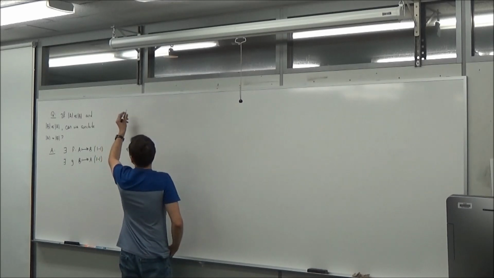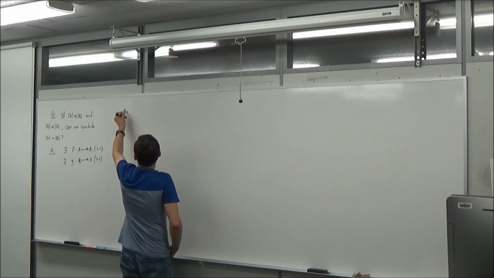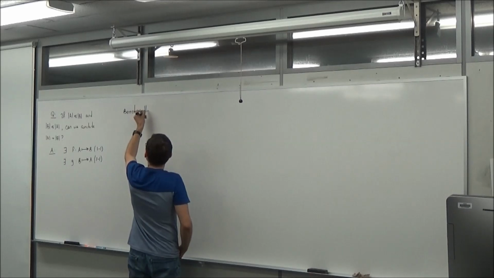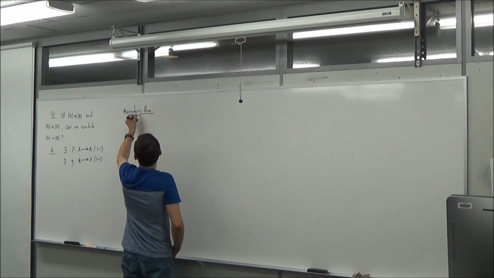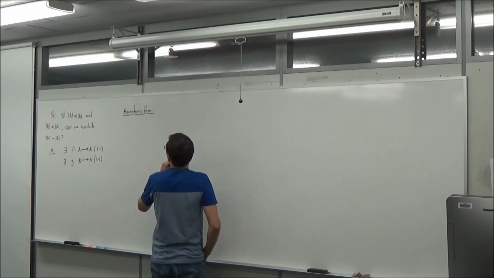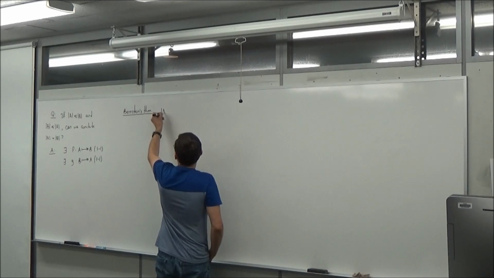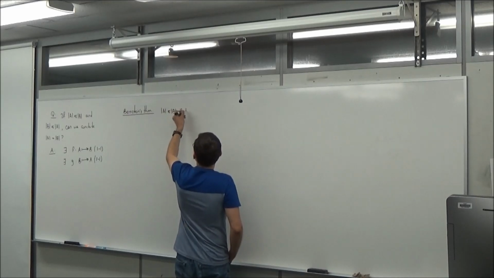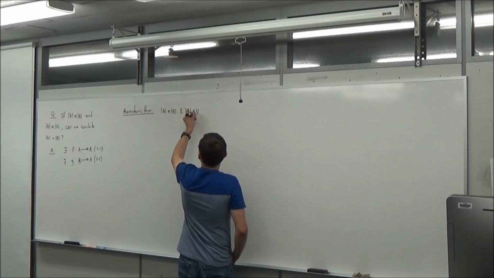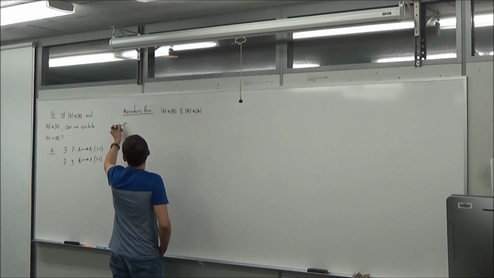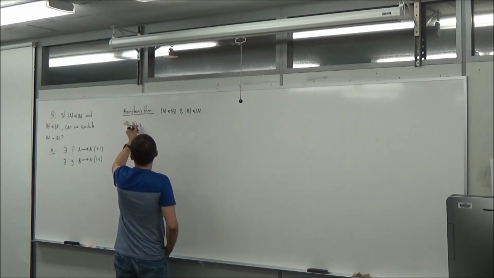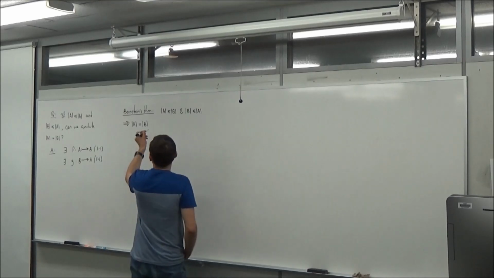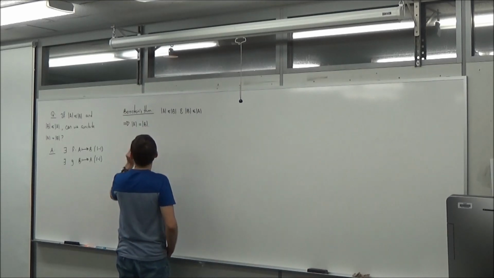So, Bernstein's theorem. The Bernstein's theorem says that size of A less than or equal to size of B and size of B less than or equal to size of A implies the cardinality of A is the same as the cardinality of B. In other words, there will be a bijective map, but that's not easy to see. So let's try to see.